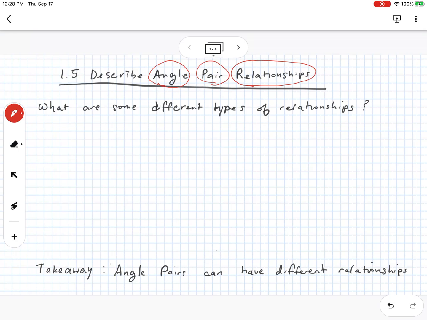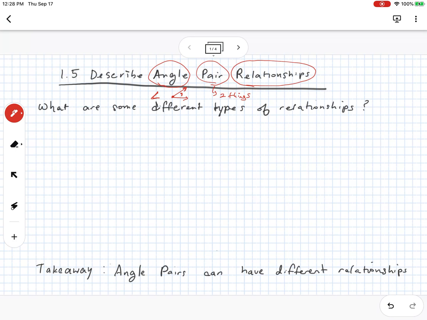So when I say angle, we might think of the symbol like this. Or as we've just learned in the previous section, the angle that's connected by two rays at their endpoint. This right here has a certain measurement, usually given in degrees. The word pair, if I say I have a pair of something, then we know that it's two things. And so between the two angles, we're trying to figure out how they might relate to one another.